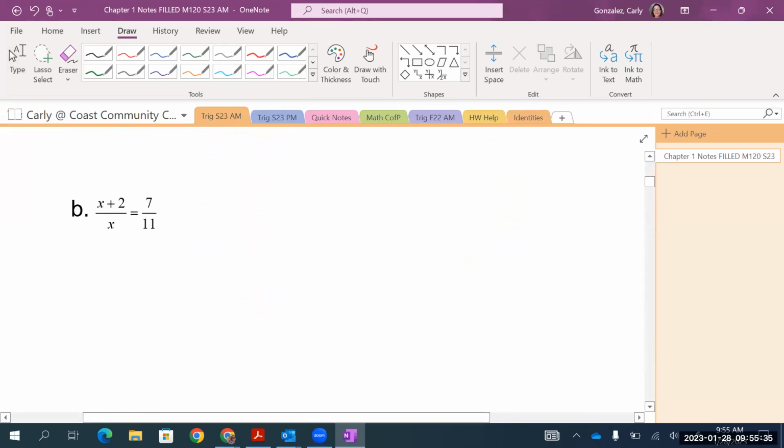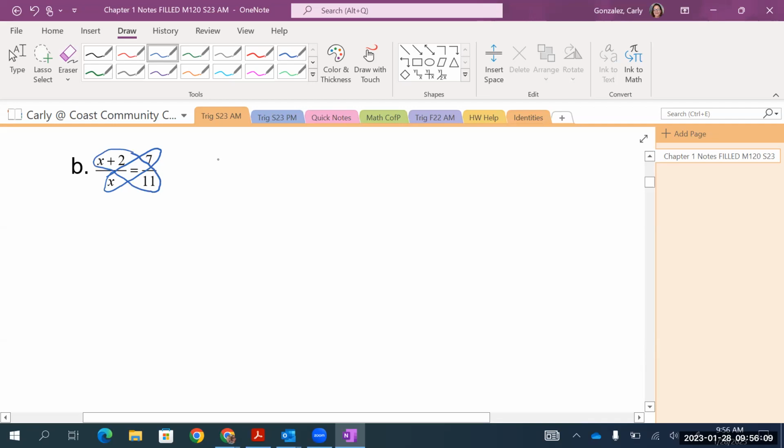Let's go ahead with a little bit more sophisticated proportion. Now we have x plus 2 all over x equals 7/11. Now, when I look at this, this is not something I can mentally strategize. I have to have a technique. So this is where that cross multiplication is very powerful. Again, we're going to multiply across the diagonals.